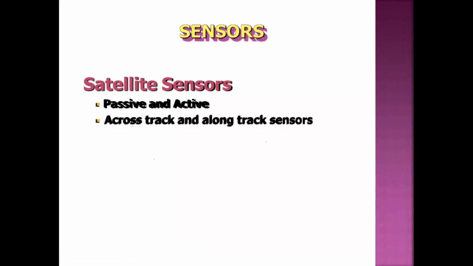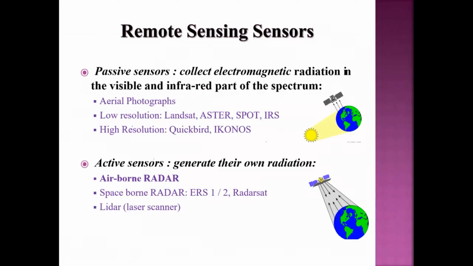Okay, there are different types of sensors. Already I told you that there are two types of sensors, passive and active. Okay, so passive sensors are what? They collect the electromagnetic radiations in the visible and infrared part of the spectrum. Okay, and here the source of the energy will be the sun, always. Okay, for example, the aerial photographs, or for example, the camera we use in our phone.